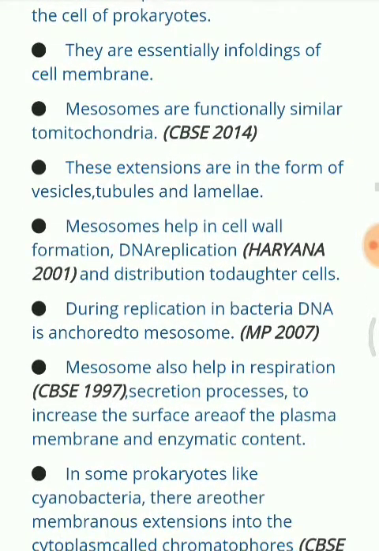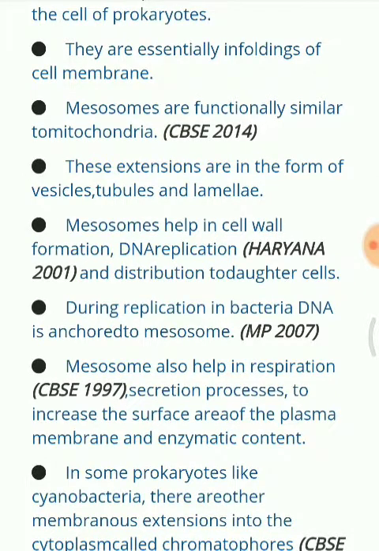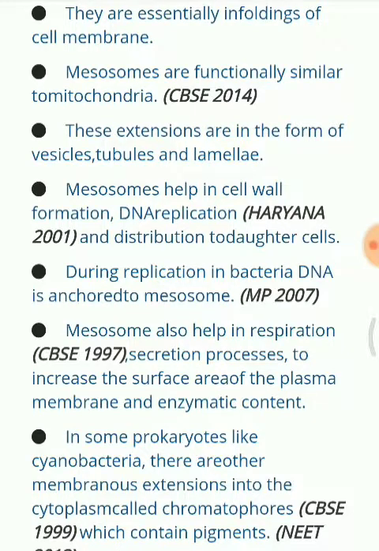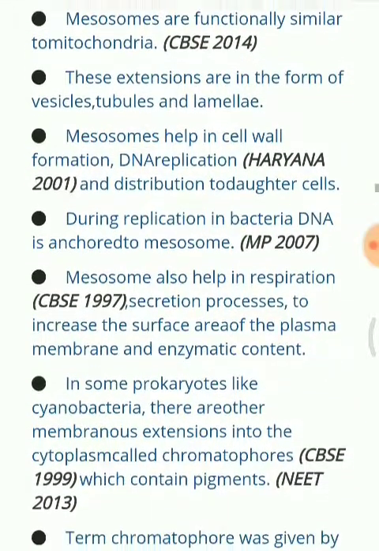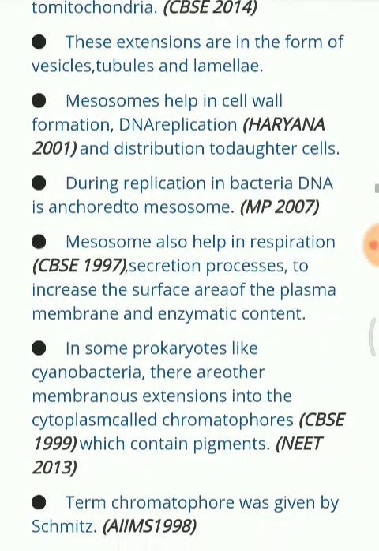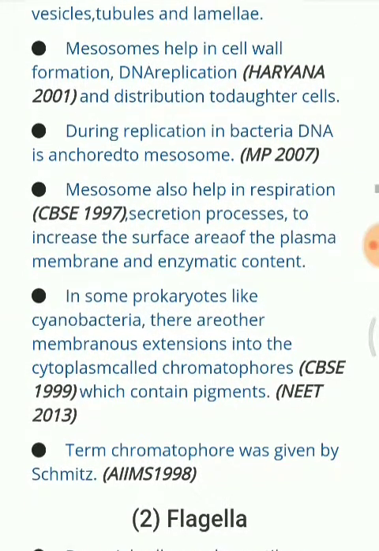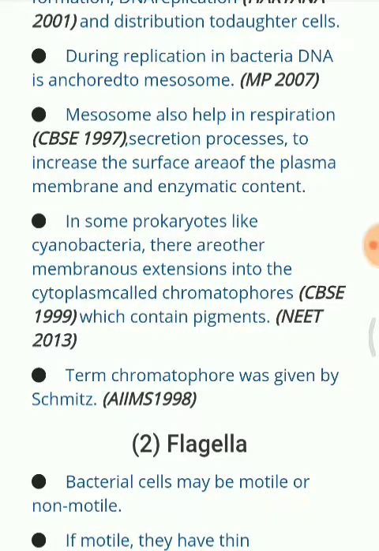During replication in bacteria, DNA is anchored to the mesosome. Mesosome also helps in the respiration and secretion process, to increase the surface area of the plasma membrane and enzymatic content. In some prokaryotes, like the cyanobacteria, there are other membranous extensions into the cytoplasm called chromatophores, which contain pigments. The term chromatophores was given by Smith.